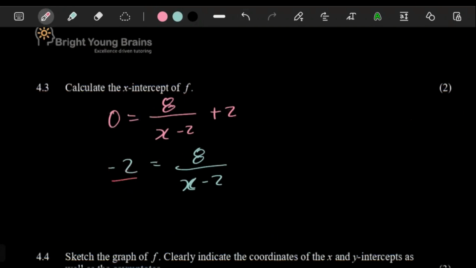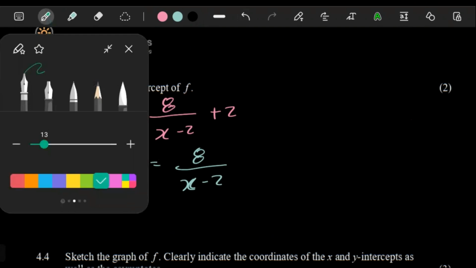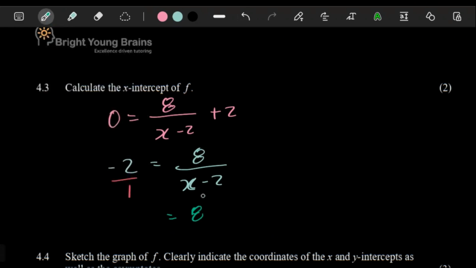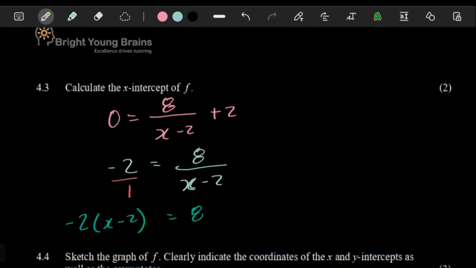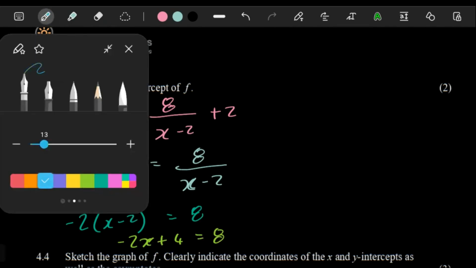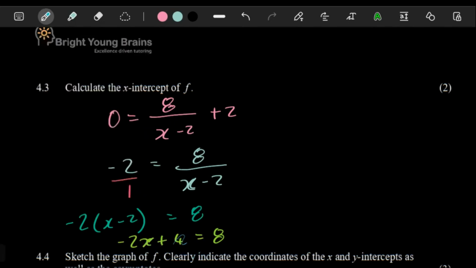Fine. Now remember here you have to cross multiply. Cross multiplying, you have 1 times 8, which is 8. This times negative 2 is what you have, right? And then let's multiply inside. Negative 2 times x is negative 2x. Negative 2 times negative 2 is going to give us a 4. Then we can just solve for x. The 4 can go over. It's going to be negative 2x is equal to 8 minus 4, which is 4. Divide both sides by negative 2. Wow, negative 2 also.